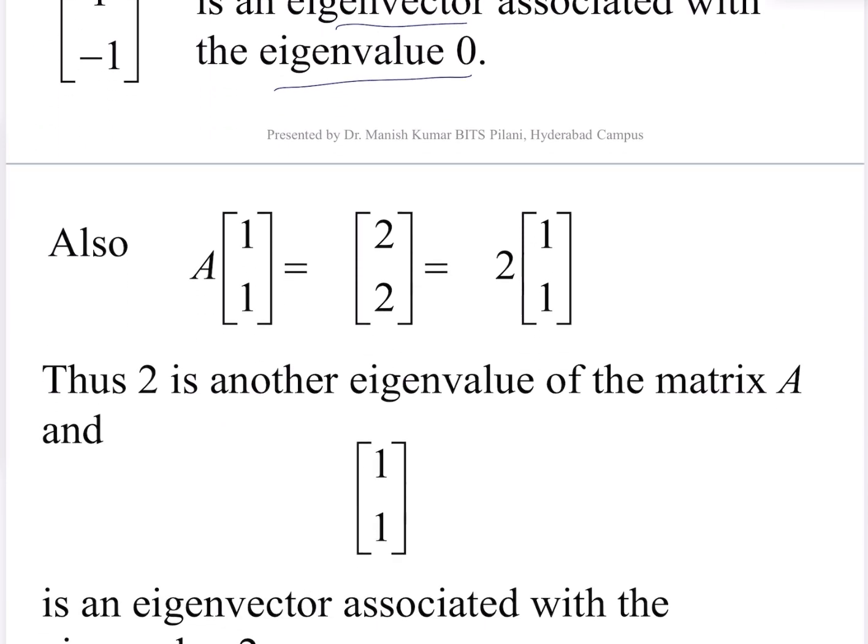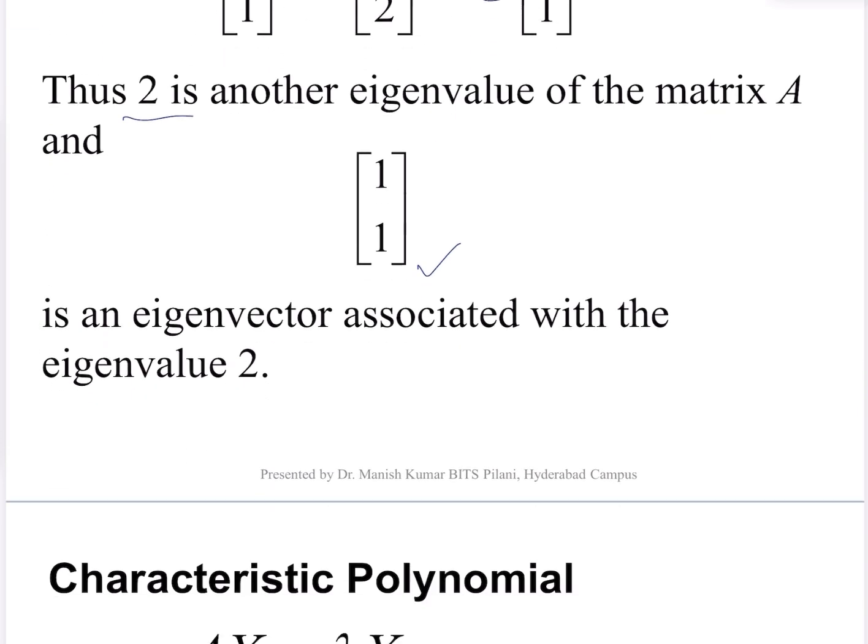Okay. Similarly, A multiplied by (1, 1): when you multiply, you will get (2, 2) in the column, right? Then you can write 2 times the column (1, 1). In that case, 2 is another eigenvalue of the matrix A with corresponding eigenvector (1, 1). Okay.